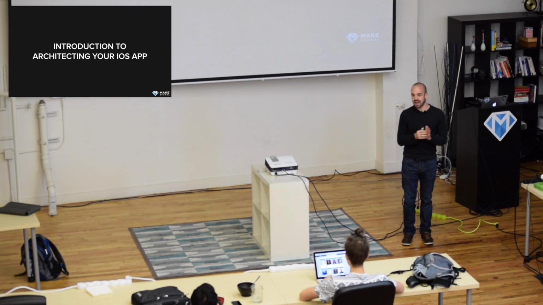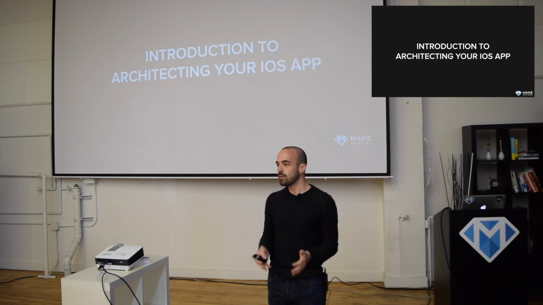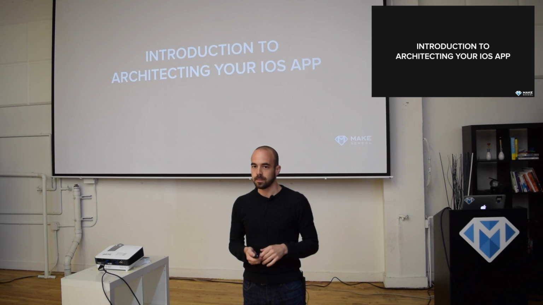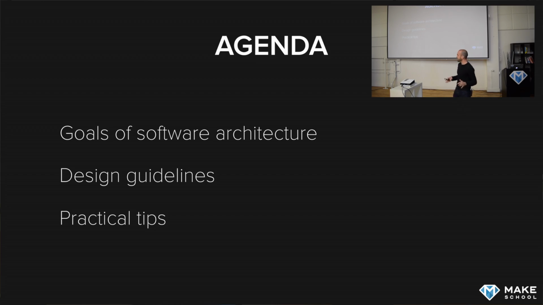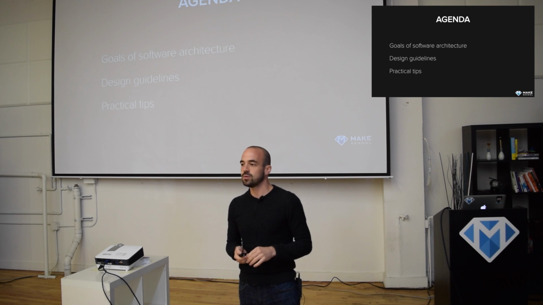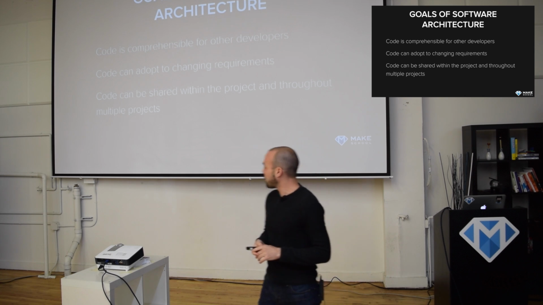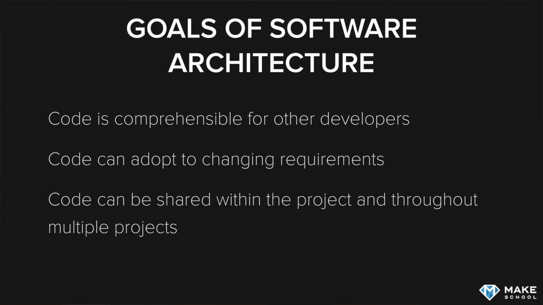So I want to give you just a high-level overview of, firstly, a few concepts you should keep in mind when considering where to put which code, and secondly, also some practical tips that you can look out for. So first, briefly, I want to talk about the goals of software architecture in the first place. That's kind of the why should I care category. Then about some general design guidelines, and then, as I said, some practical tips of things you can do in your iOS apps.